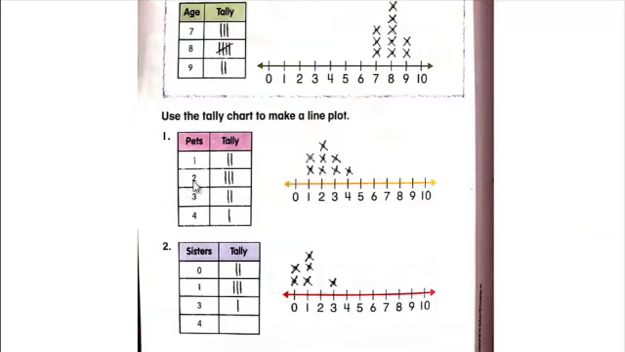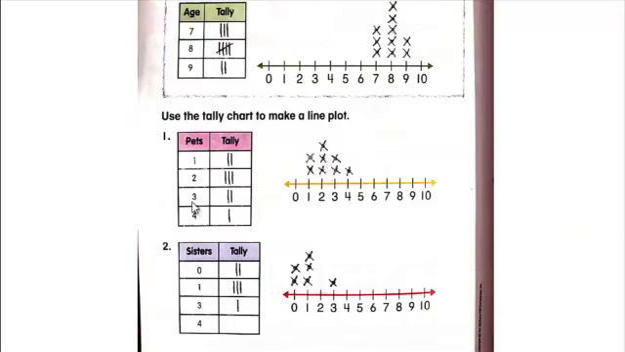At pet number 2, there are 1, 2, 3 tally marks. So here in front of 2, draw 3 tally marks as 3 plots. 1, 2, 3.